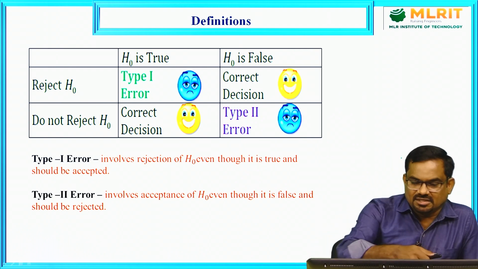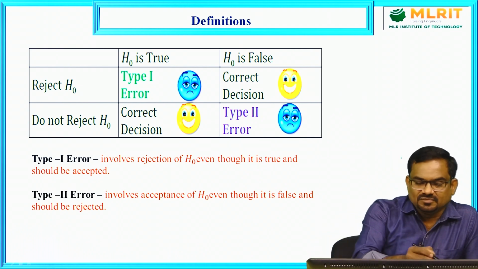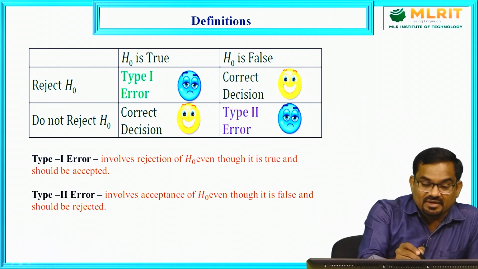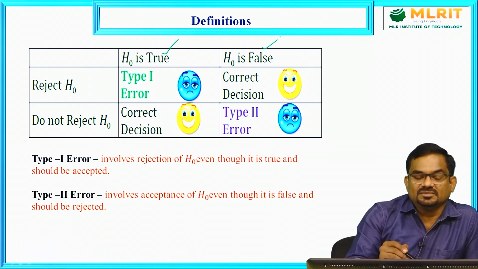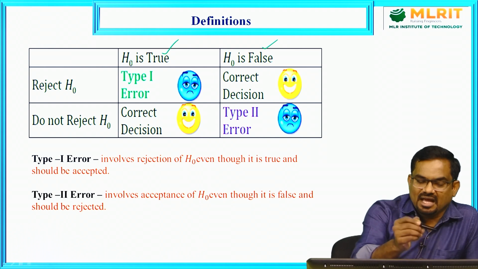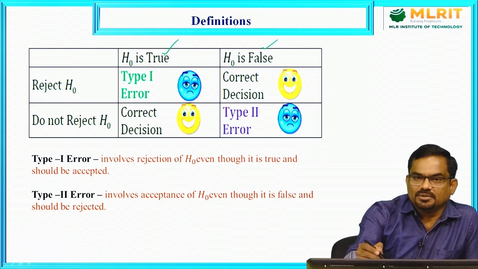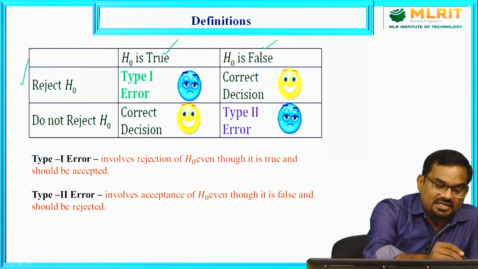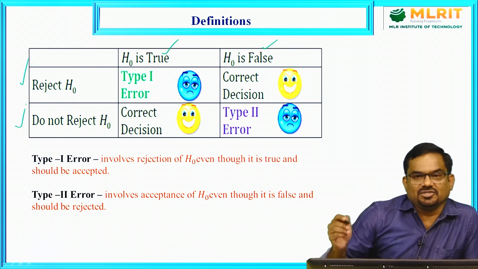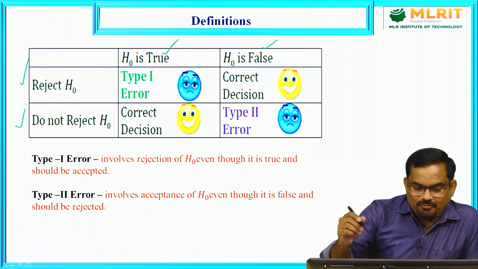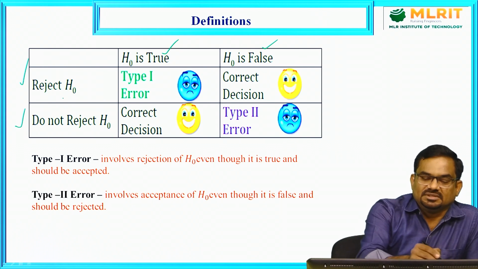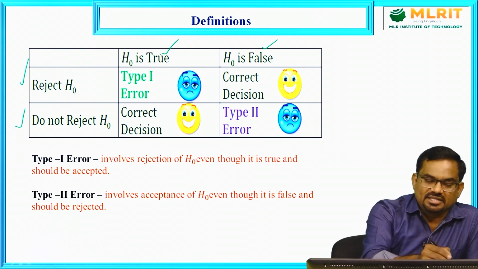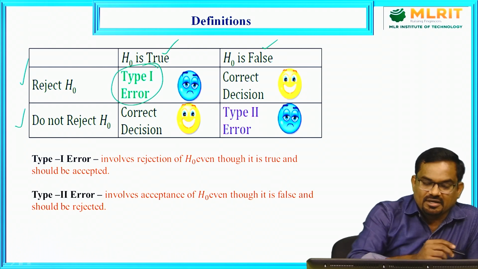Now, you see this table. Here 4 different things are there. H naught is true, H naught is false. H naught means the null hypothesis is true, null hypothesis is false. Reject H naught, do not reject H naught, that means accept H naught. Now for example, H naught is true, but we are rejecting it. Even though H naught is true, we are rejecting it. So type 1 error exists.